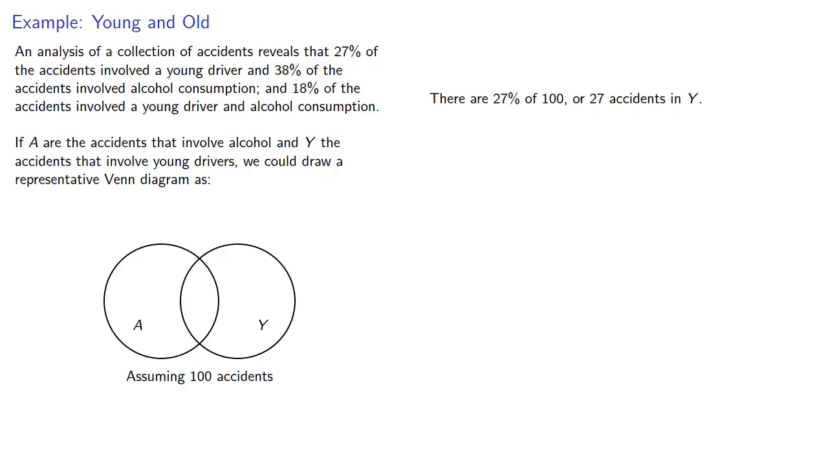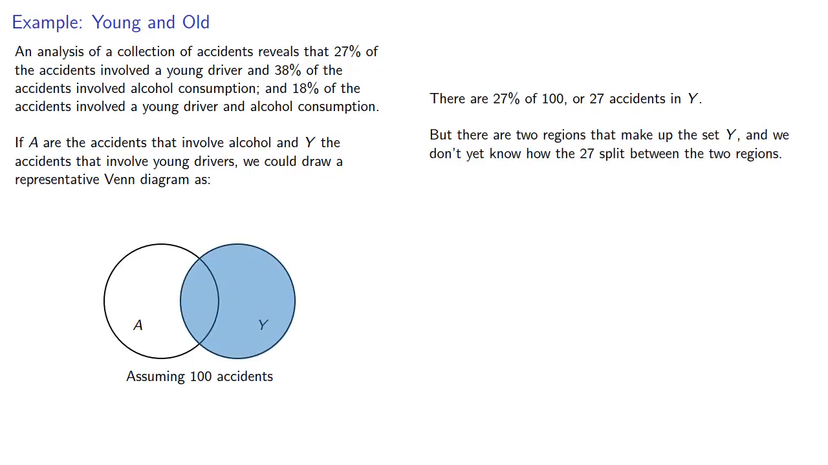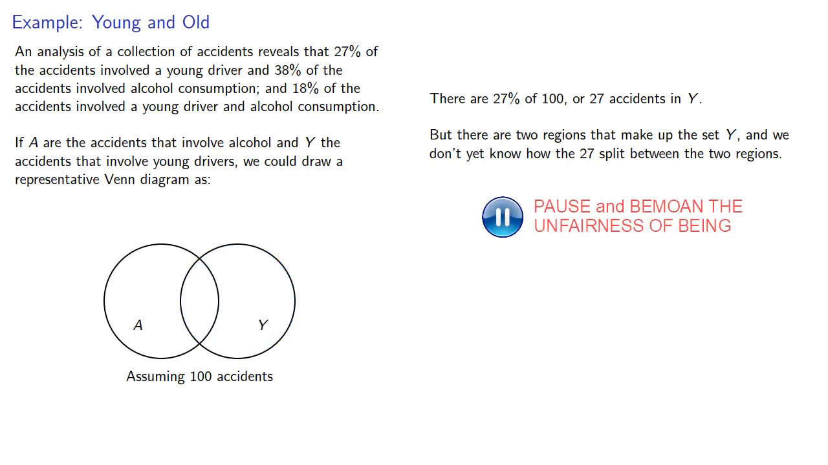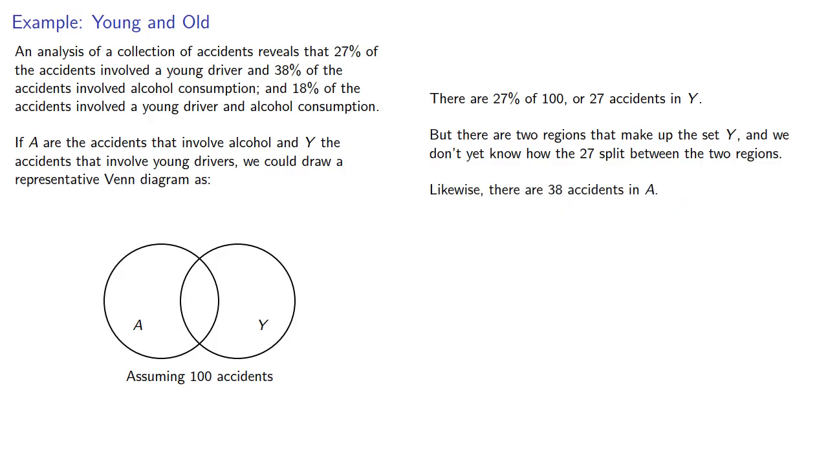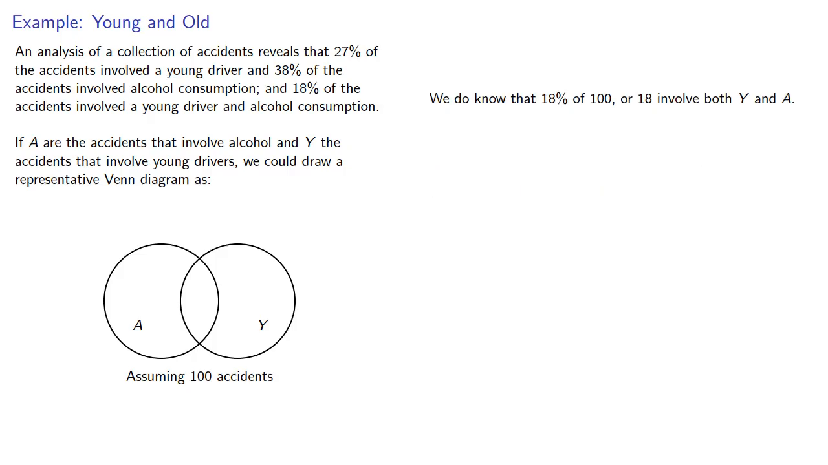There are 27% of 100, or 27 accidents in Y, but there are two regions that make up the set Y, and we don't know how the 27 splits between the two regions. Likewise, there must be 38 accidents in A, but again, A has two regions, and we don't know how the 38 are split between them. We do know that 18%, 18, involve both Y and A, and so we know there are 18 in that intersection.